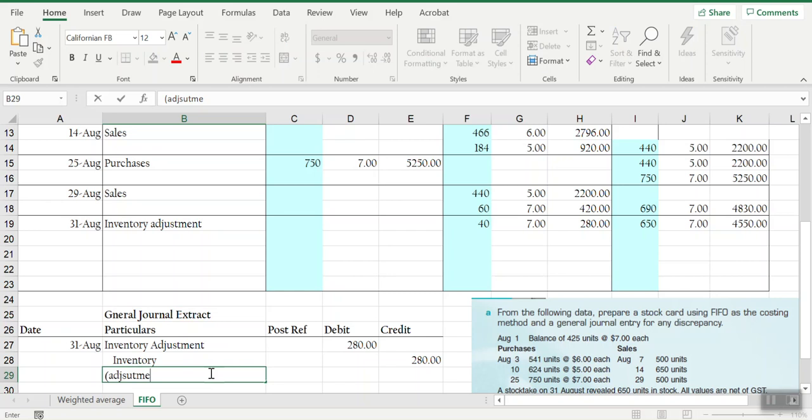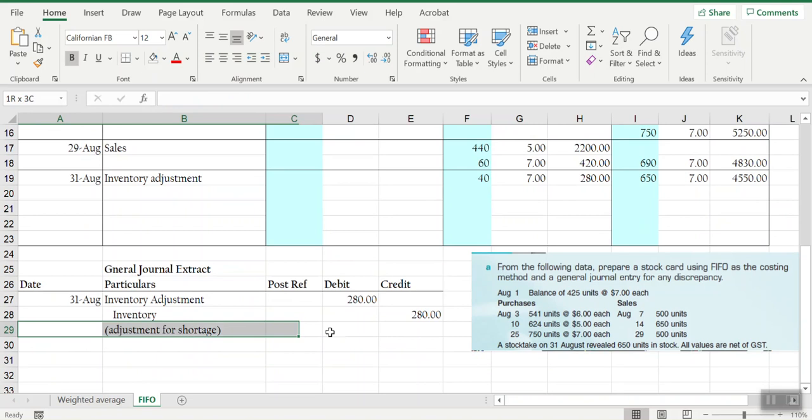So I do a lot of typos because I don't do touch typing. Adjustment for inventory shortage. Okay, that's it. So that's a recorded one.